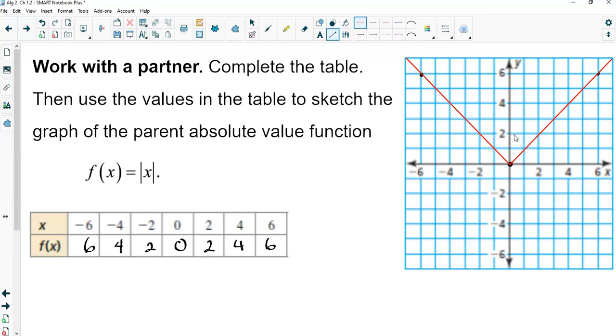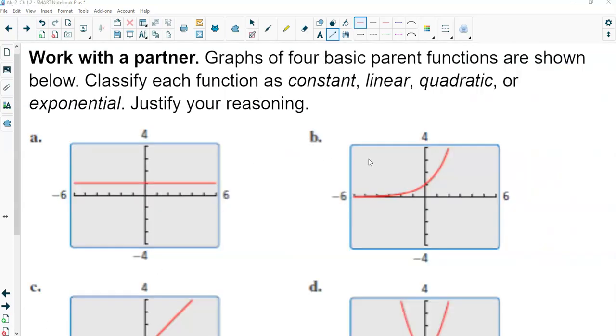Now if you have another absolute value function, you expect it to look like this, because they would be in the same family. Okay, here are different functions. They're asking us to classify them, and in the test you're going to be asked to classify some functions like this. So take a look. Classify each function as constant, linear, quadratic, or exponential.